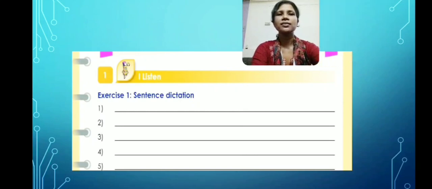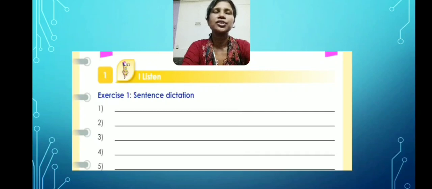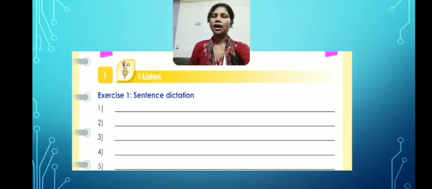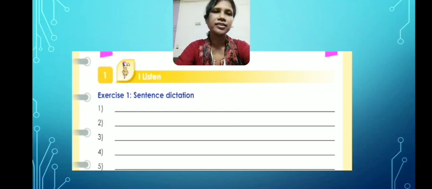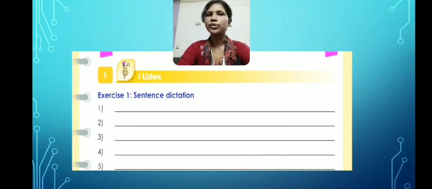This is the I listen part. In this I listen section, as we have already discussed, in exercise 1 we have sentence dictation. Dear students, I am going to dictate 5 sentences. Please listen to me and write down the sentences in the book in the space provided. Number one, a sentence I am going to dictate. First you listen to me and then I will repeat the sentence 3 times.